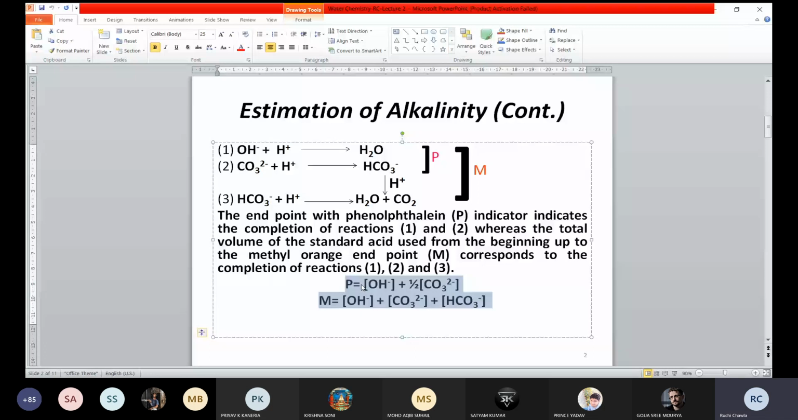Can you correlate how these three reactions have been converted into these two equations? See, we said that the methyl orange endpoint corresponds to the completion of the three reactions. That means it can give you the total alkalinity, that is the sum of the strength of the hydroxide ions, carbonate ions, and bicarbonate ions. Strength, or you can say concentration.